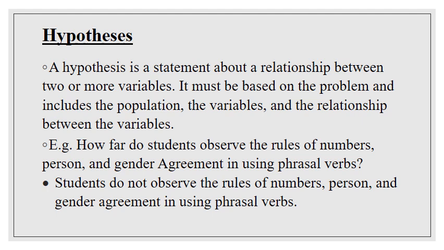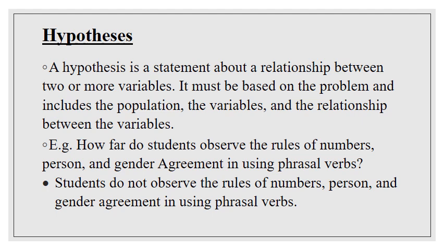This is a hypothesis: number, person, and gender agreement in using phrasal verbs, for example. Students do not observe the rules of numbers. This is what you assume. This is what you hypothesize. The students do not observe the rules of numbers, person, and gender agreement in using phrasal verbs. So you can change the question of the study into a hypothesis.